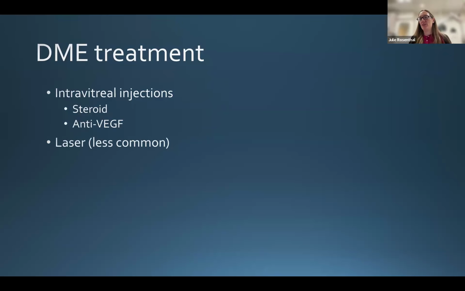As you can imagine, laser is destructive. We don't do quite as strong a laser as we do when we do proliferative diabetic retinopathy laser. However, it can be very good if the fluid is not right in the center. If it's right in the center, we don't want to do it because we will leave patients with a big spot in their vision, or scotoma.